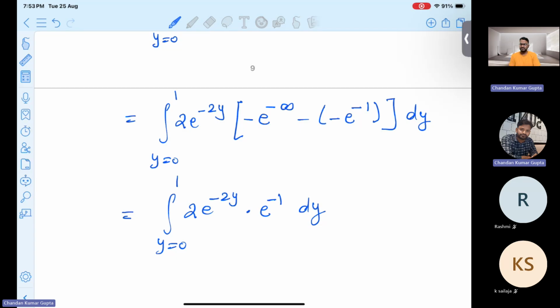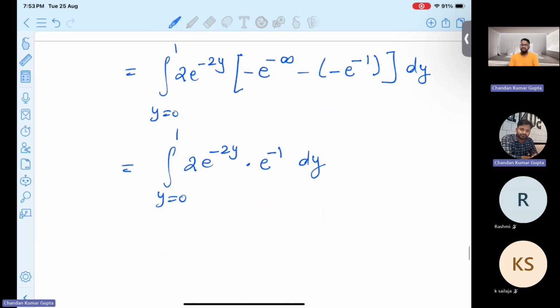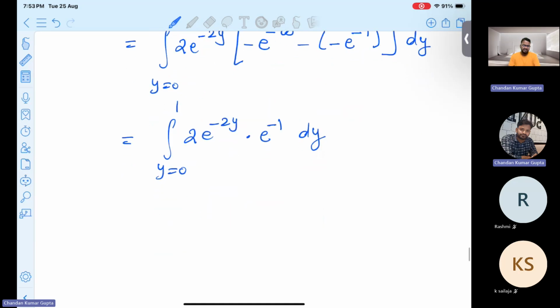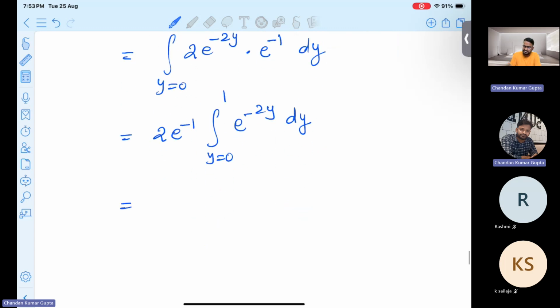If there is any doubt, please let me know. Just simple calculation. Now the next step is to solve this. We can take 2 e to the power minus 1 outside the integral because it does not contain any variable. So the integral of y from 0 to 1 of e to the power minus 2y dy. Now again, its integral is what?